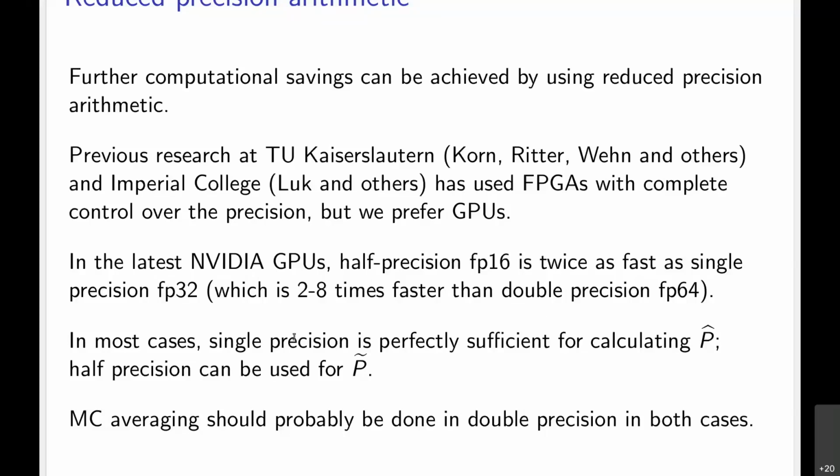So what we can do is use single precision for the p-hats using the true normals, and then use half precision for the p-tildes using the approximate normals. I would always do the averaging step in double precision, because otherwise you can accumulate considerable errors in the averaging process. And this links into other work where people have looked at this in the context of FPGAs, field programmable gate arrays, where you can really control the degree of precision you use for your floating point calculations.